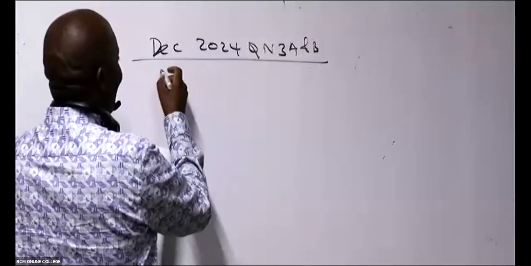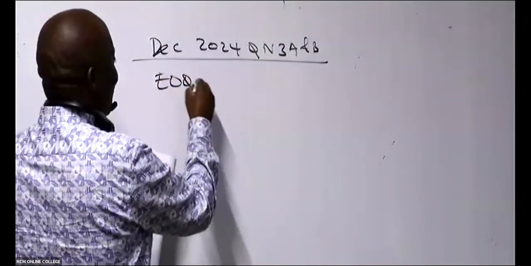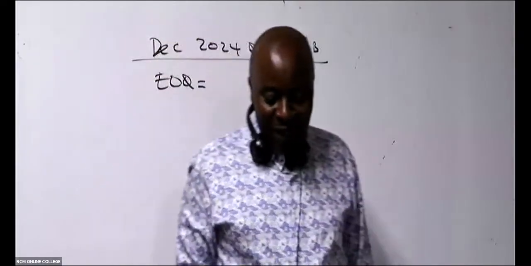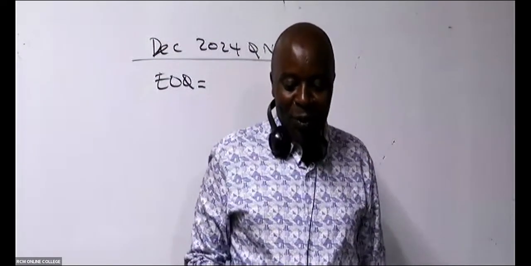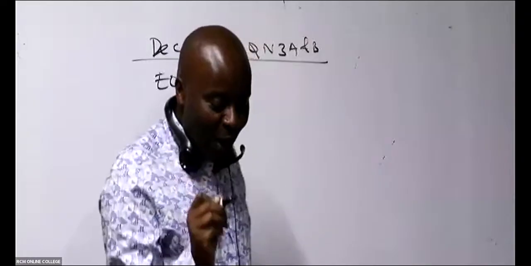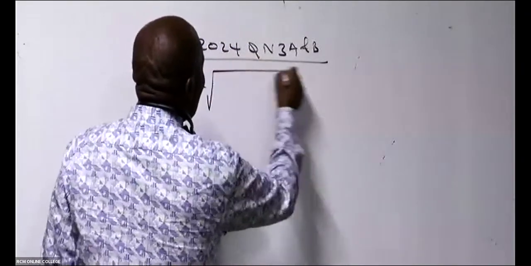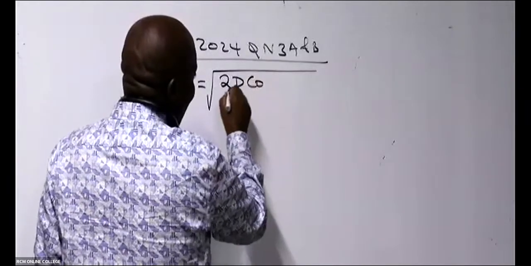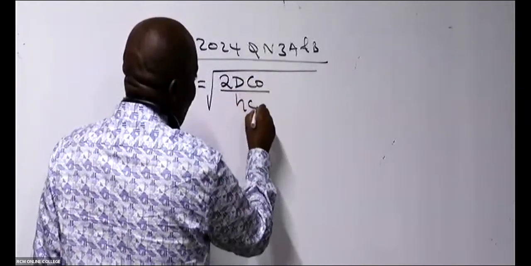So first, we get EOQ. How do we get EOQ? So EOQ is the square root of twice the annual demand multiplied by cost per order, all over HC.